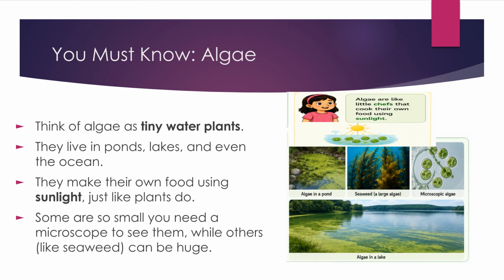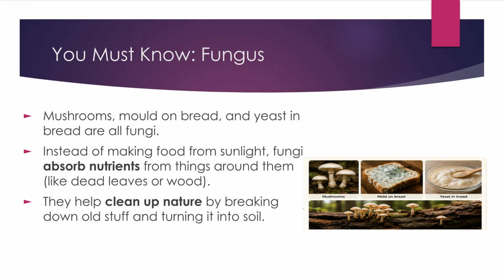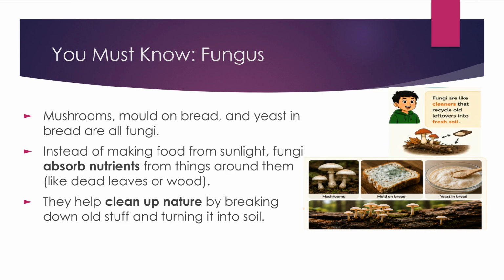Knowledge of algae and fungi helps us understand the origin of litmus, a natural indicator. Algae are like tiny water plants that live in ponds, lakes, and oceans. They make their own food using sunlight. They range in size from microscopic to large seaweed. Fungus is not a plant. It's a natural recycler. Fungi, like mushrooms and yeast, absorb nutrients from their surroundings and help clean up nature by breaking down old materials into soil.